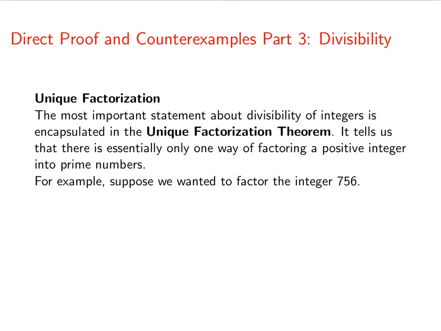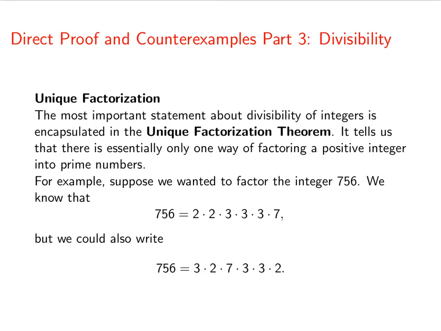As an example, let's suppose we wanted to factor 756. Now we know that 756 can be written as 2 times 2 times 3 times 3 times 7. If you multiply this out, you'll see that. Now we could also write that 756 is 3 times 2 times 7 times 3 times 3 times 2 by rearranging the factors.